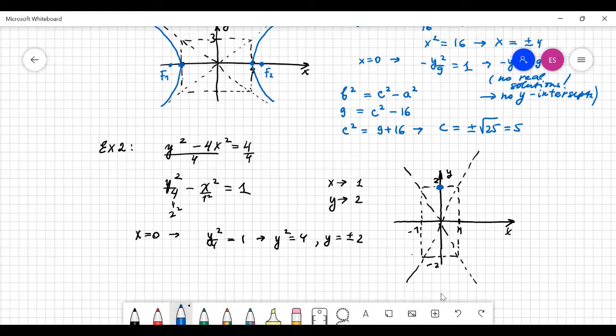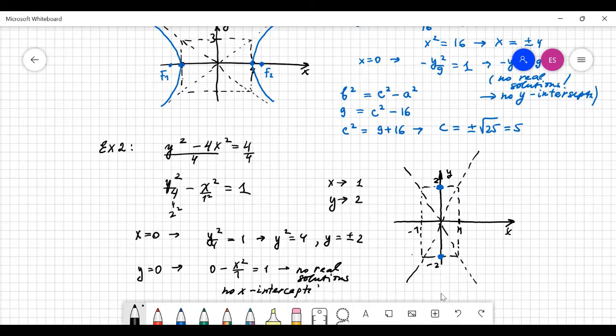I'm going to put 2 blue points. It's plus 2 and minus 2. If I set y equal to 0 to find the x-intercept, I'm going to get 0 minus x squared over 1 equals 1. And this one is not going to have any real solutions, because we have minus a positive number equals 1. No real solution. So there's going to be no x-intercept. And because there are no x-intercepts, the hyperbola is going to look like this.